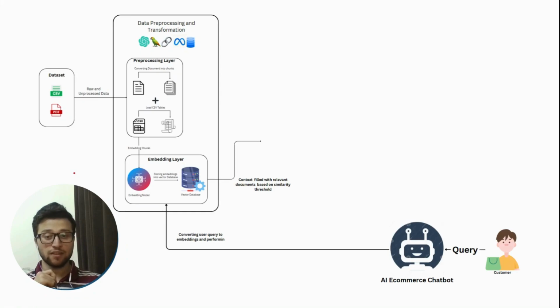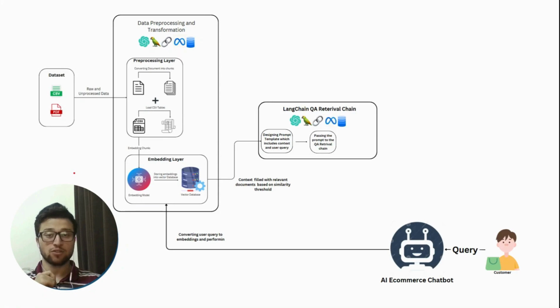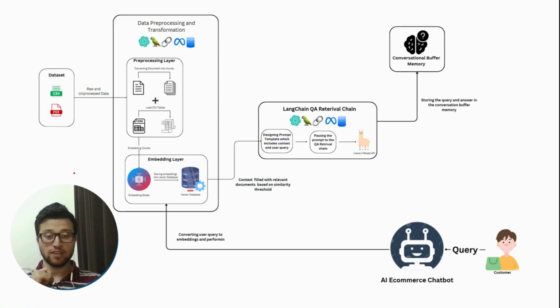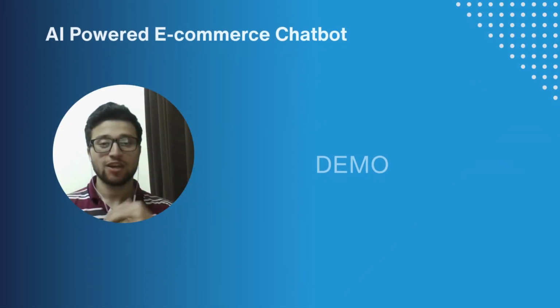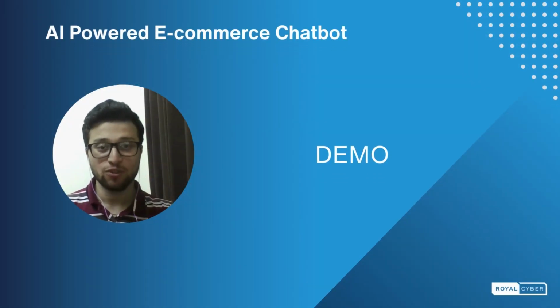The query and the data retrieved from the vector database then go into the prompt, which is passed to a QA retrieval chain. Then the complete prompt is sent to a large language model to fetch an answer. That answer goes two ways. Firstly, it is stored in a buffer memory so that our model can remember previous conversations. And secondly, the answer will be returned by the model and our chatbot will display it to the user. Now it's time to see the demo of the e-commerce chatbot.